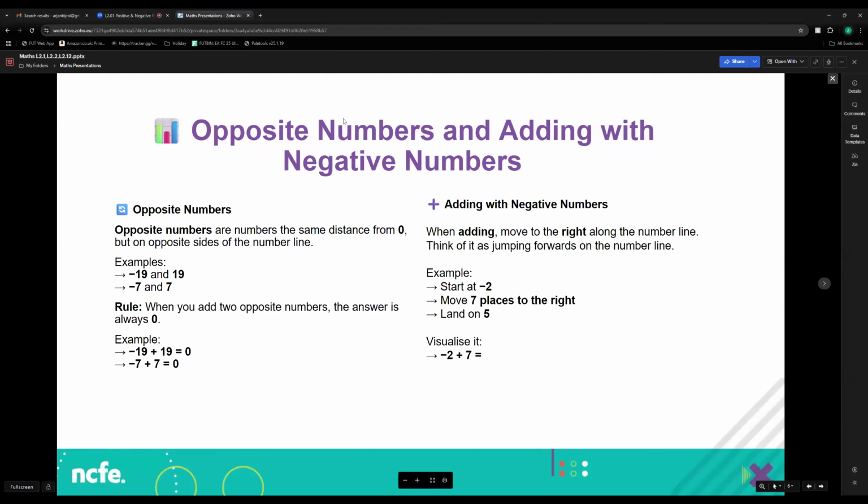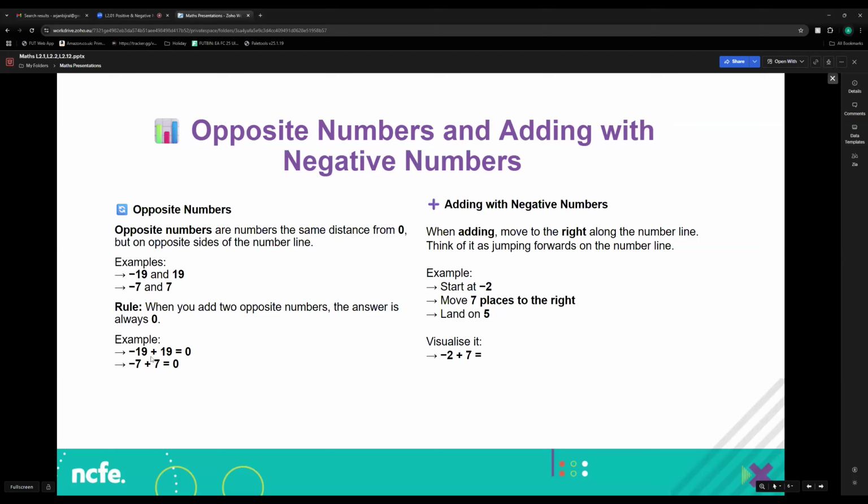So opposite numbers are the same distance from 0, but on opposite sides of the number line. -19, 19, -7, and 7. When you add two opposite numbers, the answer is always 0. And they've written it like -19 plus 19, which is a way of thinking about it. But if you want to rewrite this sum, you can do positive 19, so just 19 minus 19, and that would be the same as writing this.